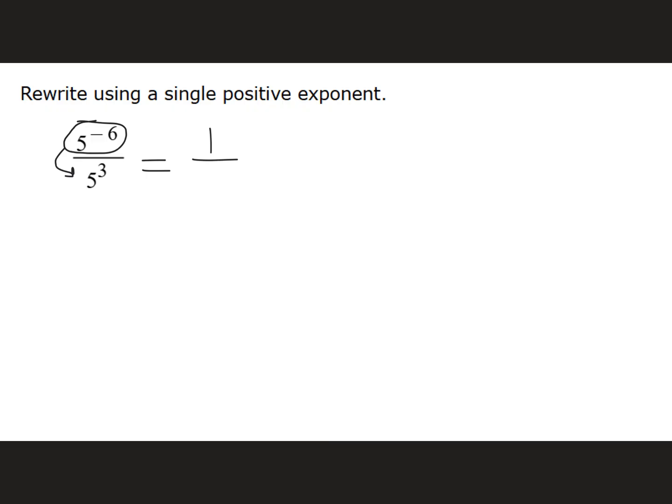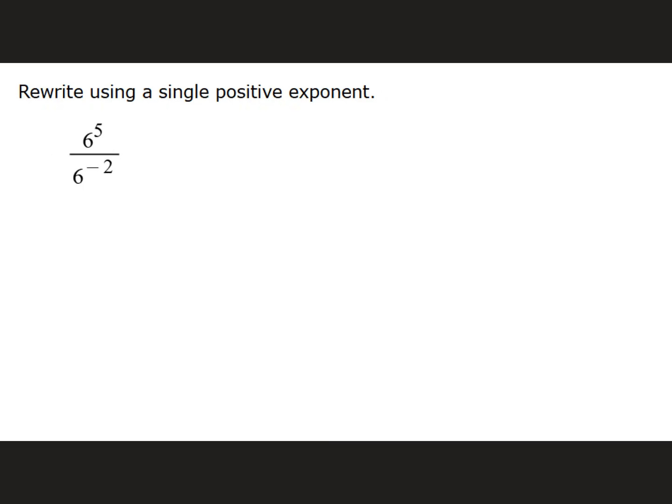But let's think about this. If I already have 3 5s on the bottom, and now I'm going to bring 6 more down. Well, what's 6 more than 3? 9. So I'm going to be left with 5 to the power of 9. See how that works? Bring the 6 down. 3 plus 6 is 9. This time the guy who's crying for help is on the bottom.